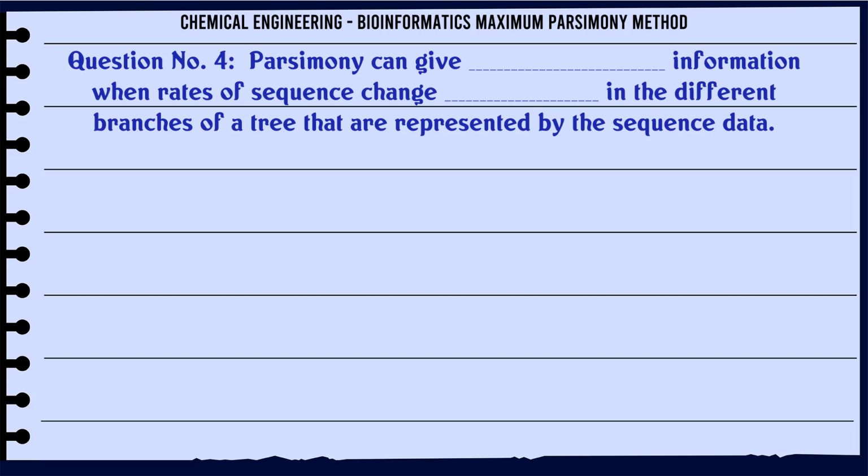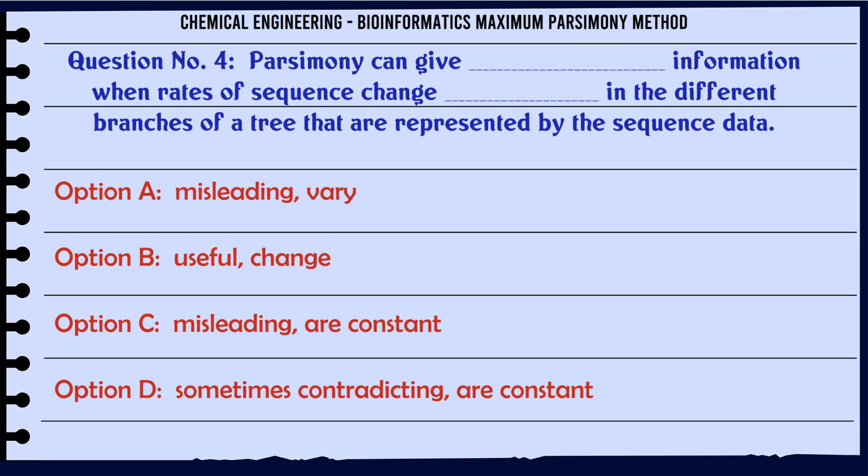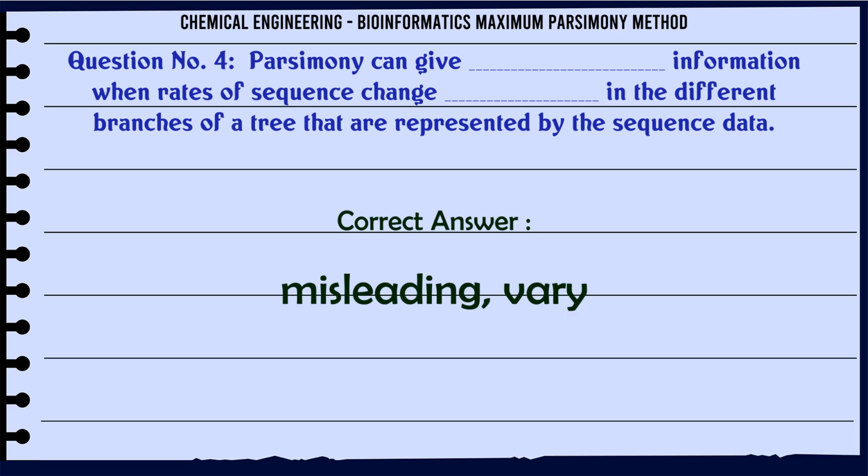Parsimony can give information when rates of sequence change in the different branches of a tree that are represented by the sequence data. A. Misleading, vary. B. Useful, change. C. Misleading, are constant. D. Sometimes contradicting, are constant. The correct answer is misleading, vary.